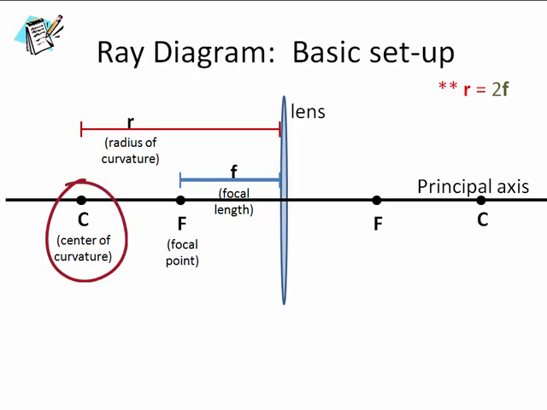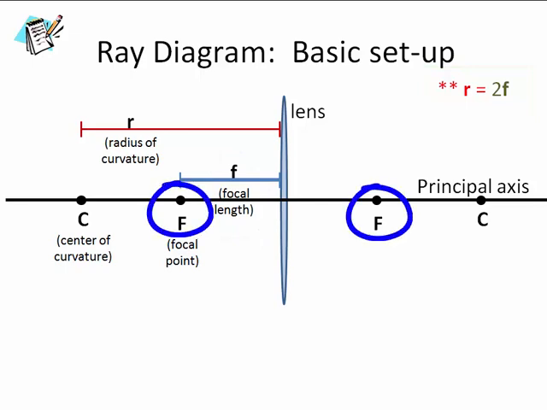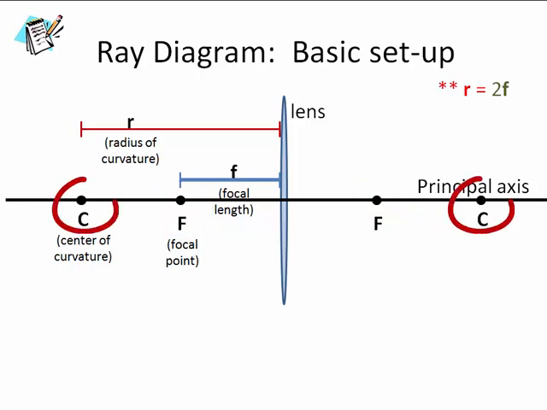Since all lenses we'll be discussing are assumed to be part of spheres, the lenses have a center of curvature and a radius of curvature, where the radius is the distance from the lens to the center of curvature. The radius is double the focal length, and the focal length is the distance from the lens to the focal point. Lenses have focal points on both sides. The focal points are the points closest to the lens, and then the centers of curvature are the points farther from the lens.